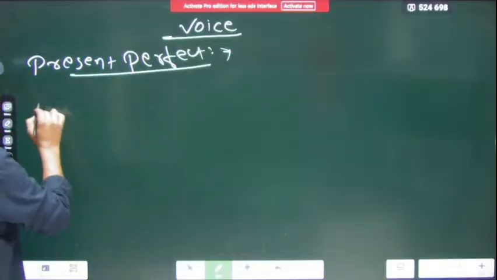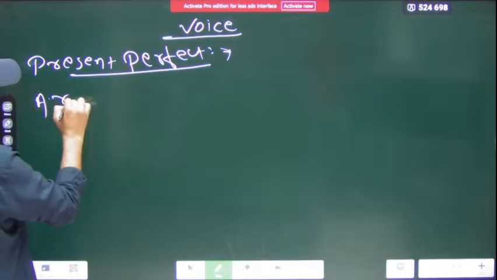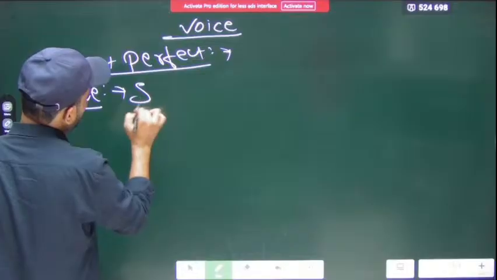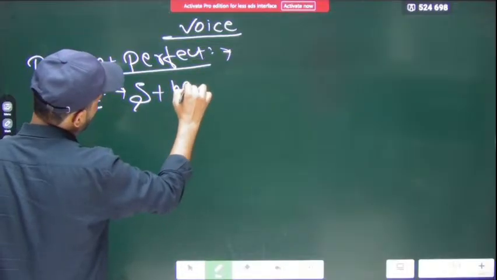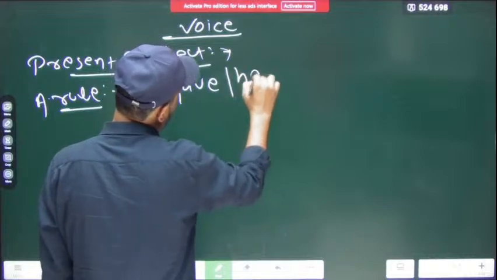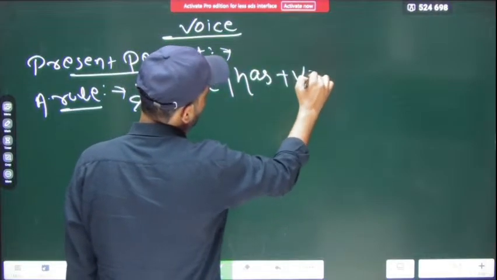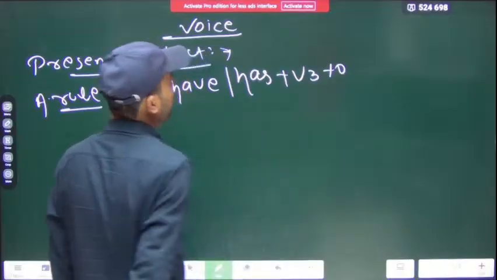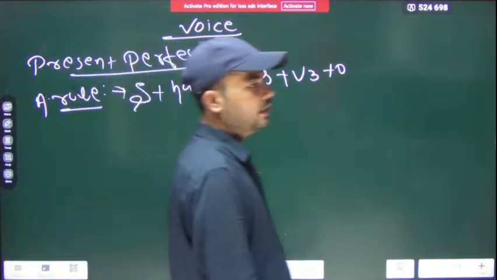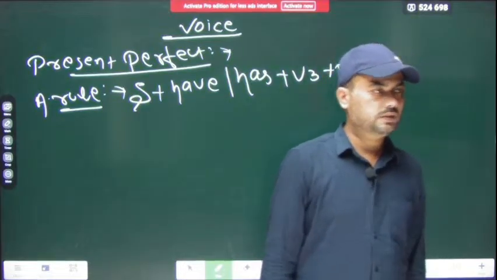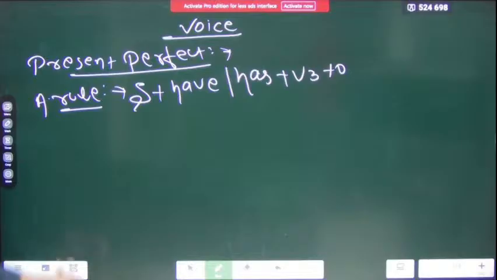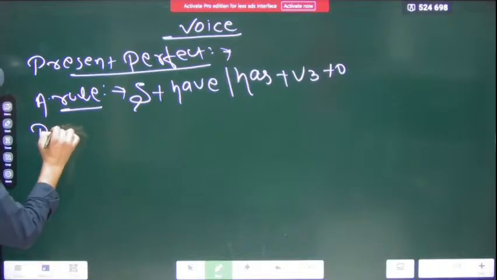We all have studied the rule of present perfect, that is subject plus have or has plus verb 3 plus object. This is the rule of present perfect. So if we go and make the passive rule of this tense, then it will be in this way.